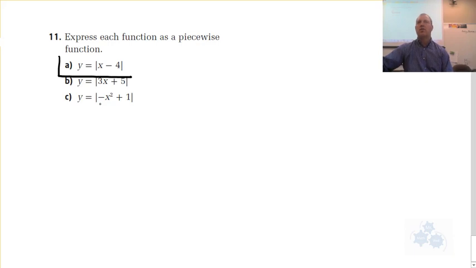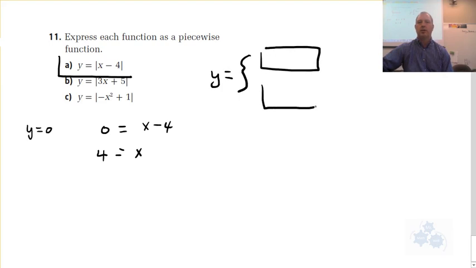One of the things you might want to do first is find out what the x-intercept is. So let y equal 0. That's 0 equals x minus 4. And again, 0 is neither positive nor negative, so it doesn't really matter if you have the absolute values there. So at x equals 4 is where we're going to have our x-intercept. In our piecewise function, you're going to have some equation here and some equation here; one is going to be beyond 4 and one is going to be less than 4, because that's our intercept.